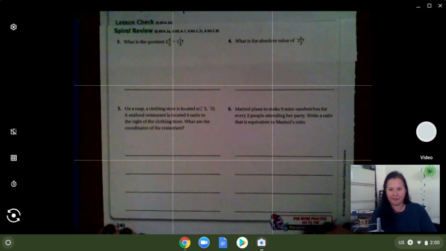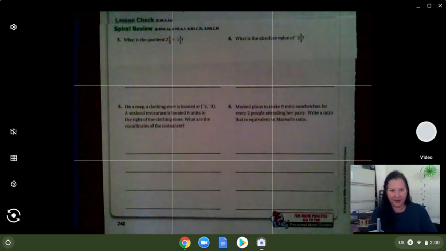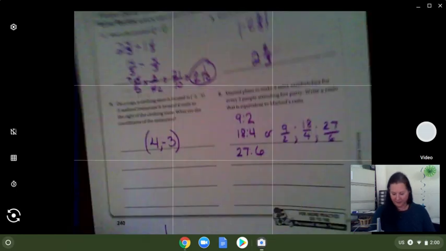Today we are going to do our mid-chapter check, and these are our 4 do now problems. Go ahead and pause this if you need to look at these, or you can turn to page 240 in your book. And we're going to go over them.